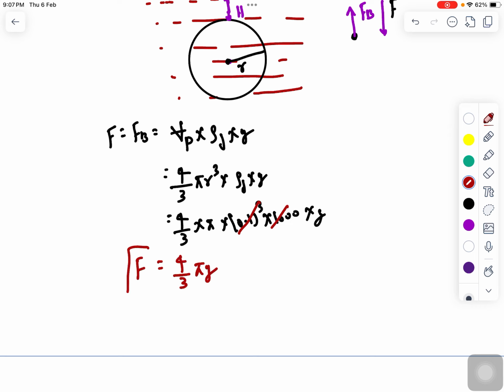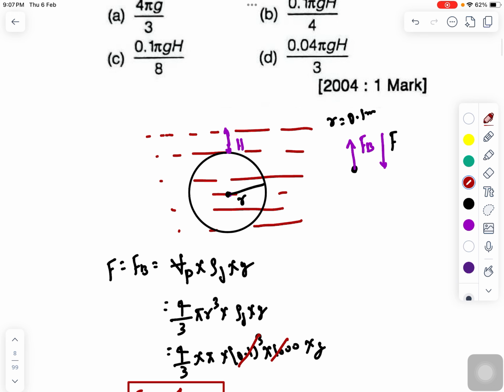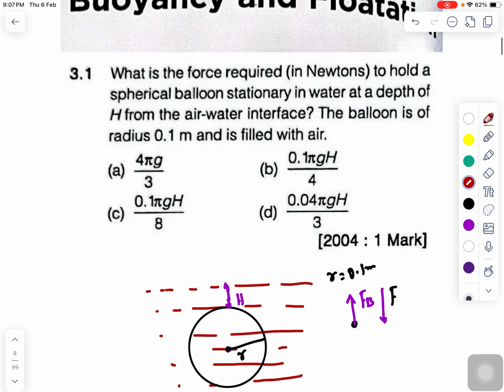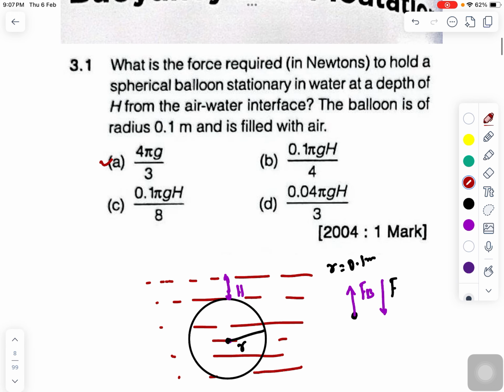So that much amount of force you have to apply from the top, in the upward direction, to restrict the object at a depth of h in the fluid, right? So I think option A will be your correct answer.